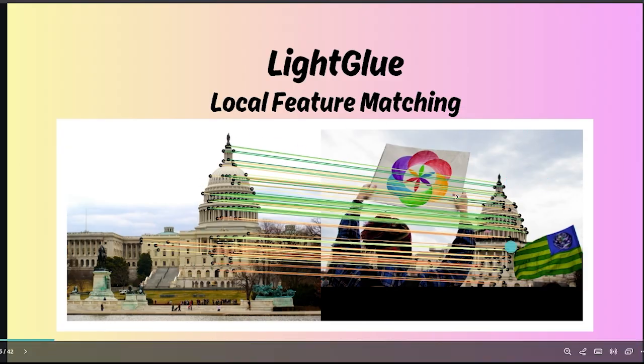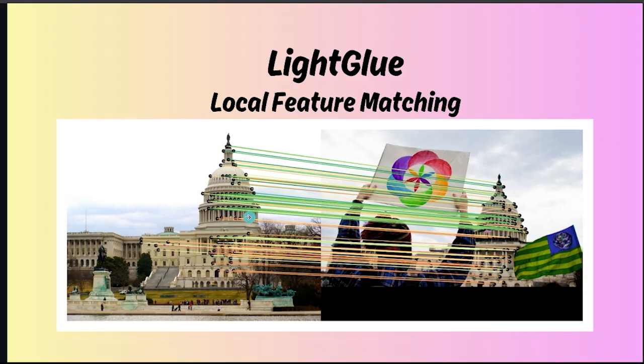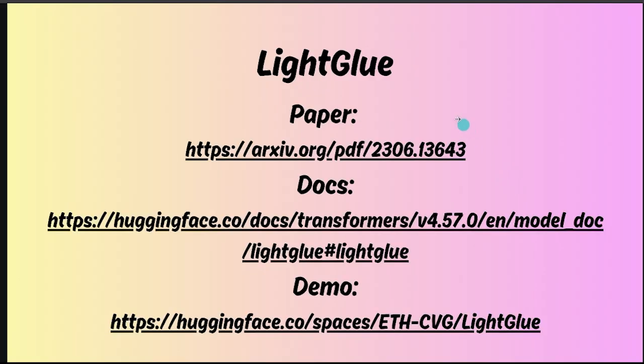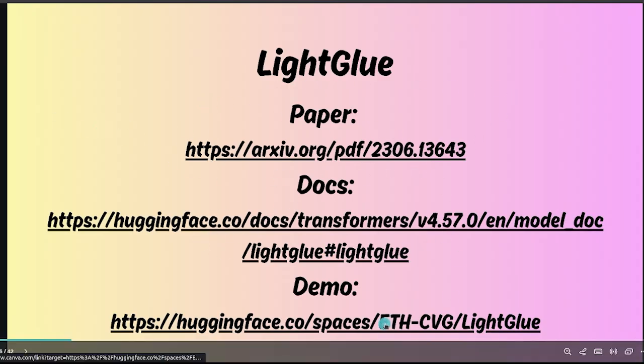As you can see in the image, basically you have two images, for example, and then you try to find key points in both of the images and connect them. Here's some more info about it. There's a paper, there's the Transformers docs, and there's also a demo right here from ETH.